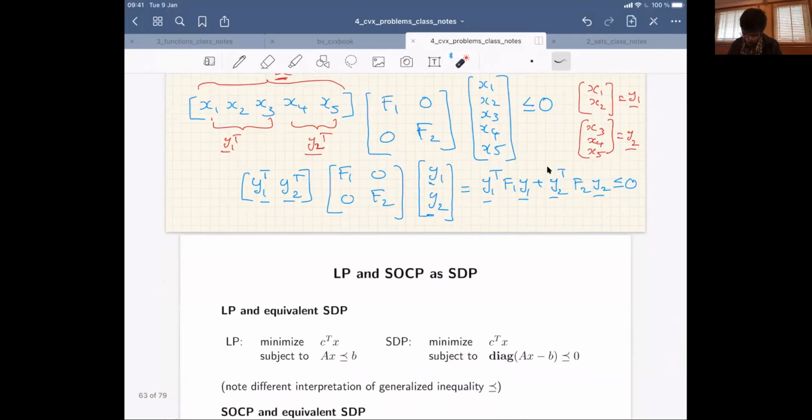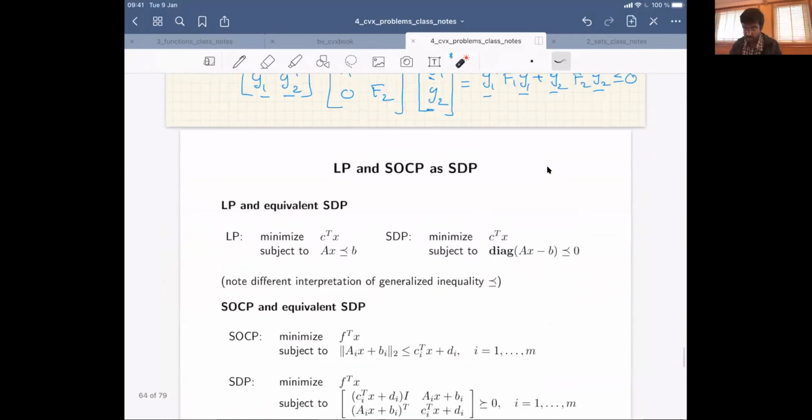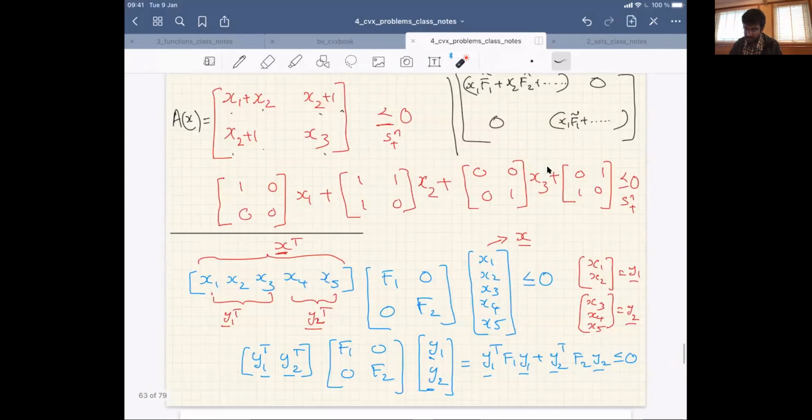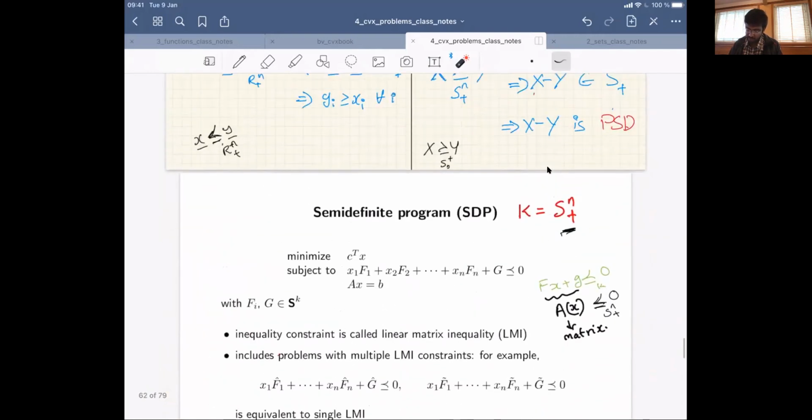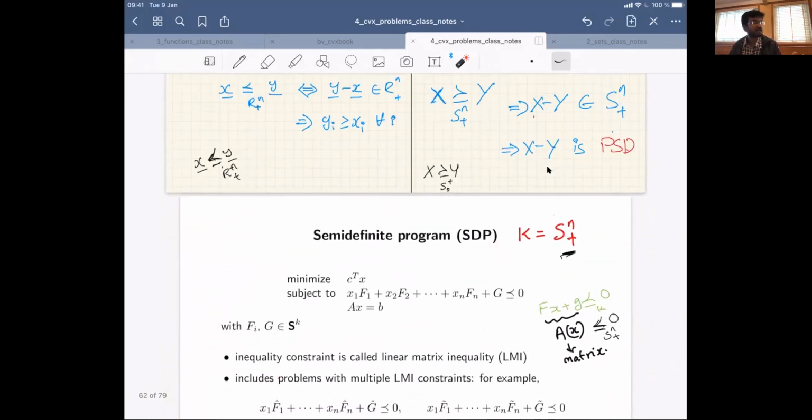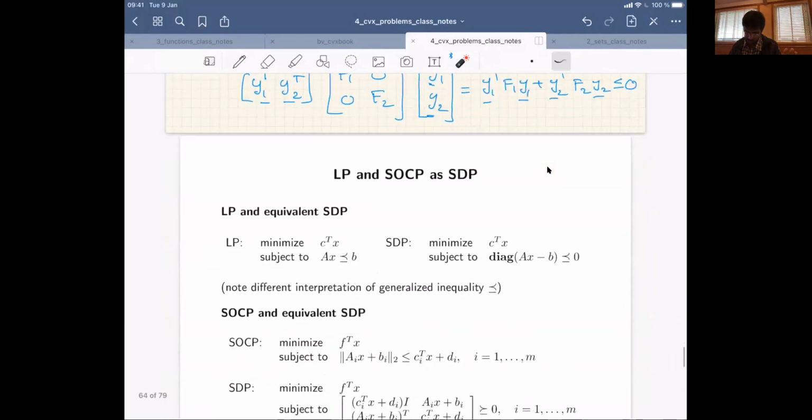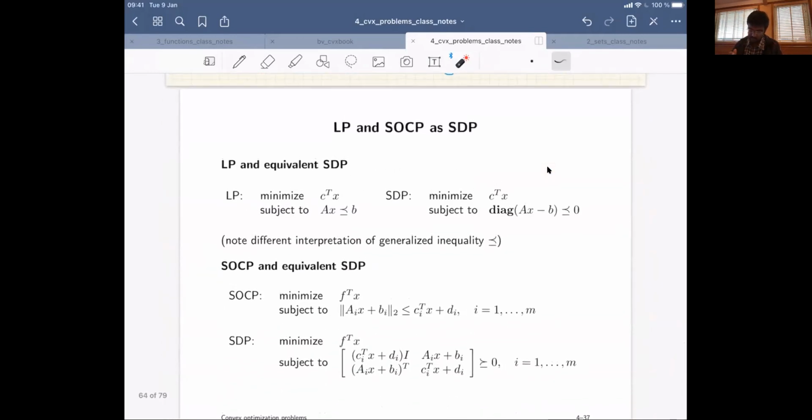Now let's see. This SDP is the general class of all the problems that we saw so far: LP, QP, QCQP, SOCP, everything. Let's just take one as an example.